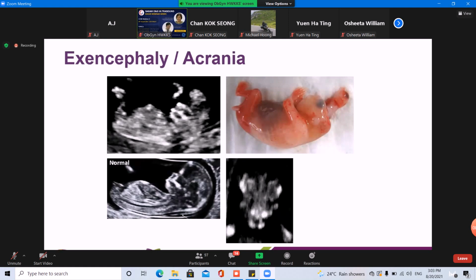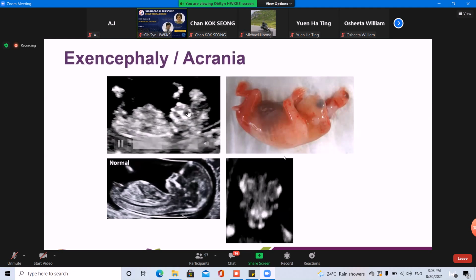Now, because we are doing routine first trimester nuchal scanning for first trimester Down syndrome screening, most of the anencephaly is being picked up in the first trimester. Actually, we don't see anencephaly anymore in the second trimester, and therefore I can only show you first trimester examples. Now, this is the normal for you to compare with. This is the first trimester fetus here.